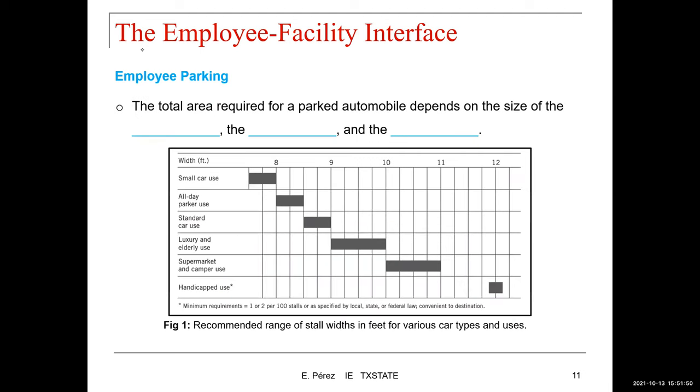The total area required for a parked car depends on the size of the parking space, the parking angle, and the aisle width. So those three things are relevant, and that will tell you the area required for a parked car. Figure one shows the recommended range of stall width in feet for various car types and uses. So the width is here at the top. For a small car, we have up to 8 feet. All-day park use is between 8 and 8.5. Standard car use is between 8.5 and 9. Luxury and elderly use is between 9 and 10. Supermarket and camper use is between 10 and 11. And handicap use is plus or minus 12.